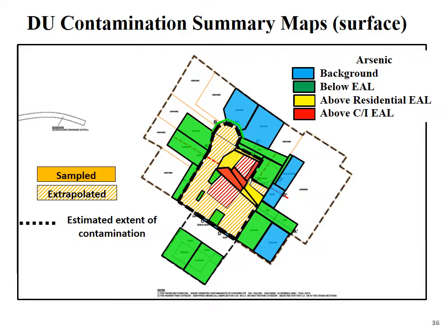All these cross-hatched areas are areas where we weren't able to get samples because of buildings or pavement or something, and we just extrapolated the data as a long-term management measure, assuming the soil in these areas could be contaminated, and if they're ever exposed in the future, it has to be tested and managed properly.